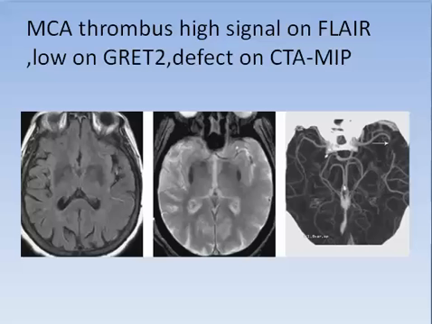This is another image showing middle cerebral artery occlusion as hyperintense on FLAIR, hypointense in gradient echo, T2 weighted images, T2 star, and as flow void in the CT-MIP.